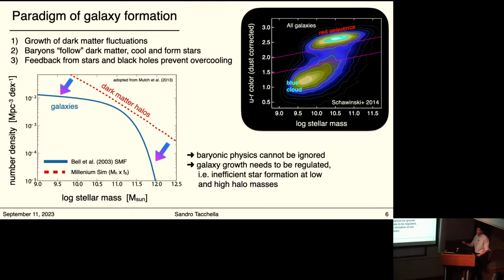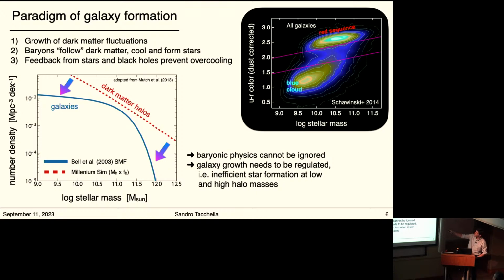And you can see this quite nicely also when you look at the color distribution. So this is now U minus R color as a function of stellar mass. And the color here is dust corrected. So the first order, what you can see is H or star formation. So here, up here, we have the red sequence. These are basically galaxies that have no star formation, and we have the blue cloud.